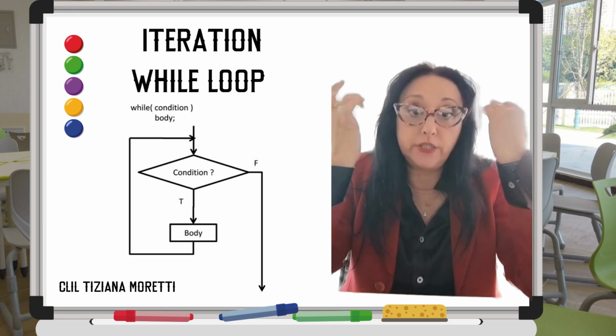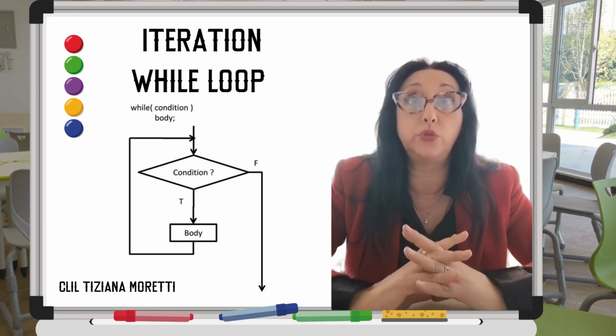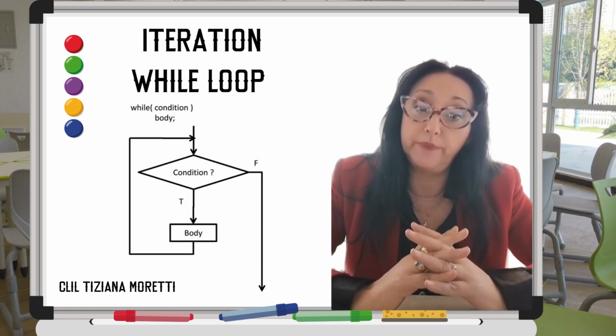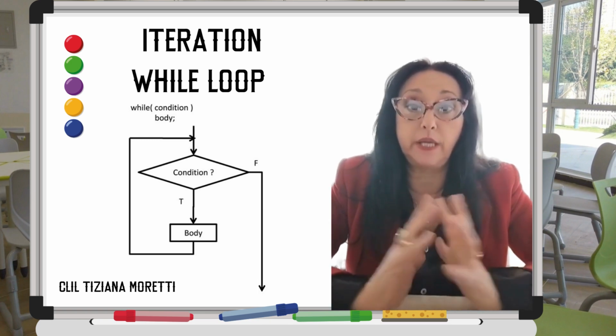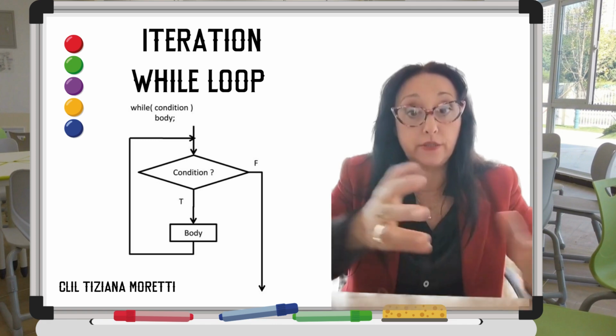While checks the condition before running the code block. If the condition is false from the start, the loop won't run at all. Example, iteration with while. We don't know in advance how many sandwiches to make, e.g., until the user says stop.